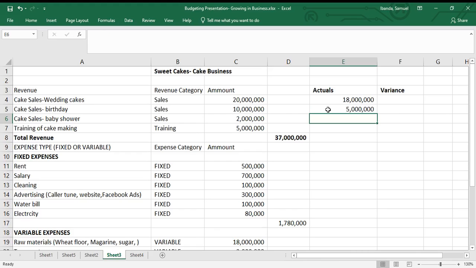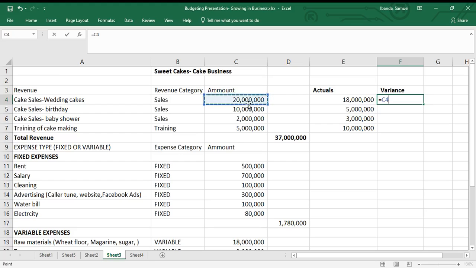In case baby shower, I might have made 3 million instead. I'll put it there. Then training, training others in cake making, maybe I might have gotten 10 million. So I'll put it there. Let me just try. This is 10 million. Okay. Now, in the same way as I put what I've earned, I'm able to get the variance.